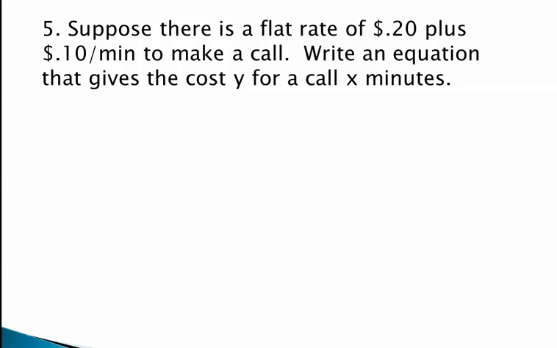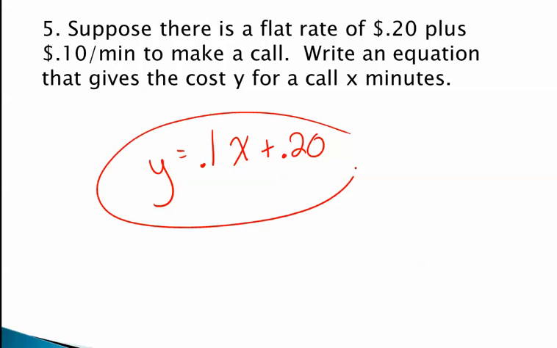So basically, we're getting charged 10 cents a minute, and we know that there are x minutes. So I'm going to multiply x by 0.1, and we know that there's a flat rate of 20 cents. So no matter how many minutes, I'm going to have an additional 0.20, 20 cents. That will be the total cost of my call, which would be y. So there's an equation that represents making a call for 10 cents a minute with a 20-cent flat rate.